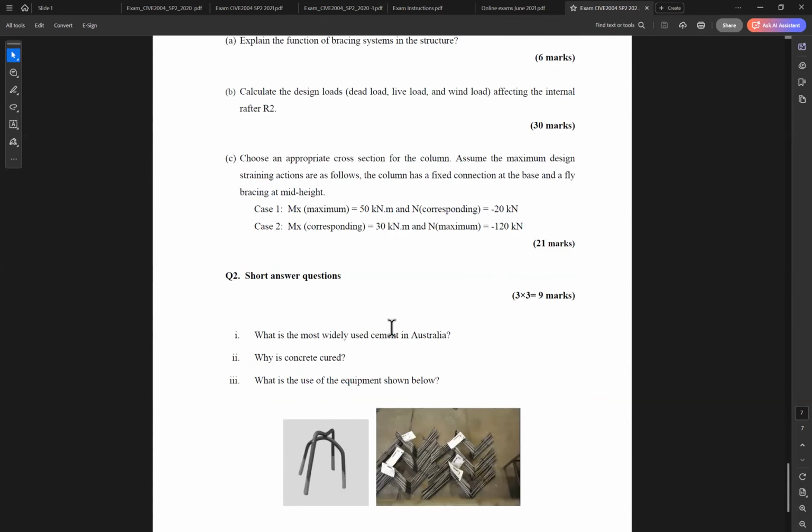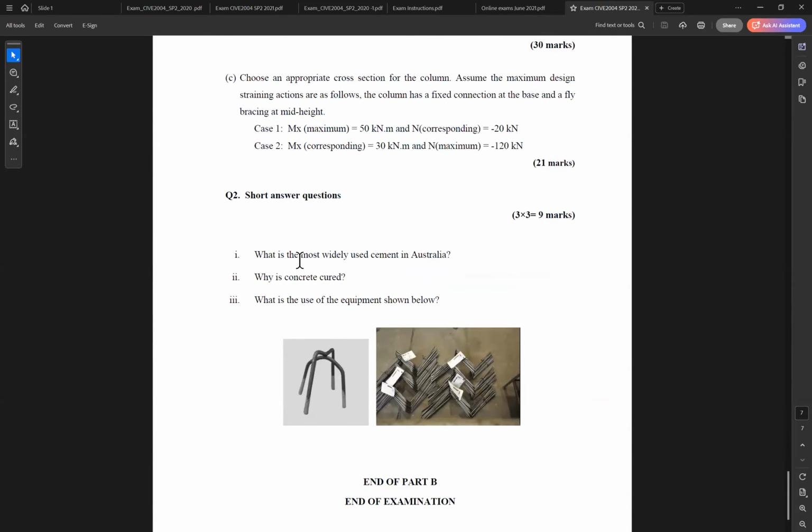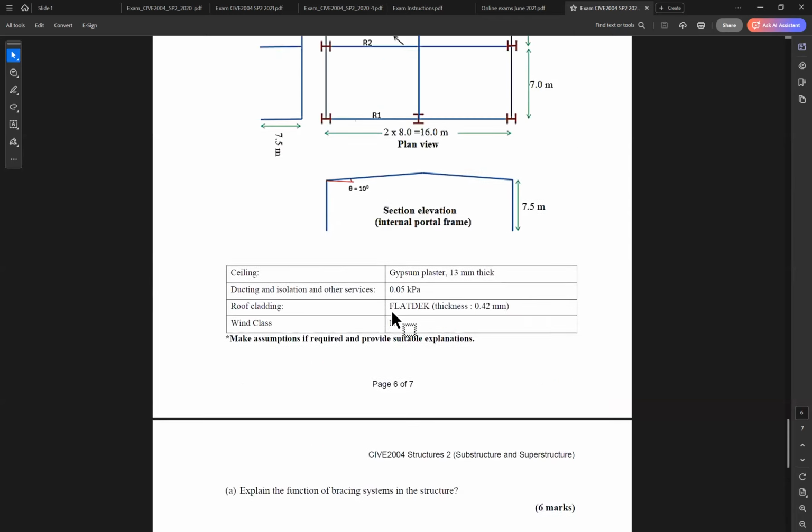And the second question is a set of very short answer questions. Three questions, each one is worth three marks. So: what is the most widely used cement in Australia? Why is concrete secured? What is the use of the equipment shown below? These three questions are from the guest lectures in weeks 5, 6, and 9. So this is a sample of a test.